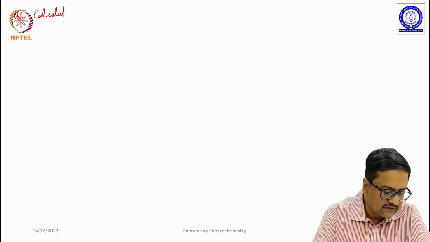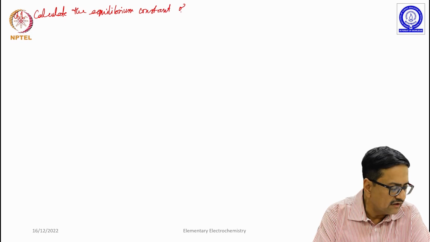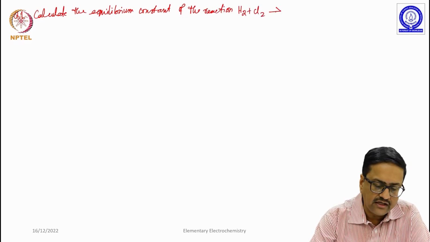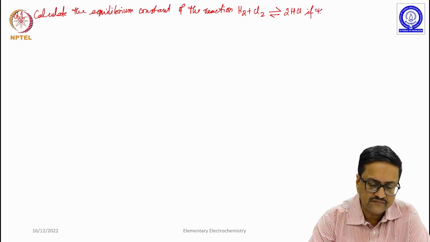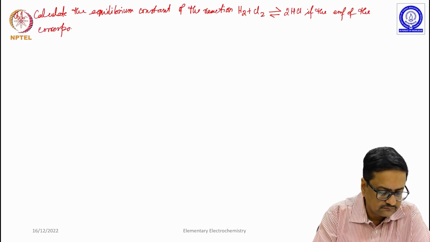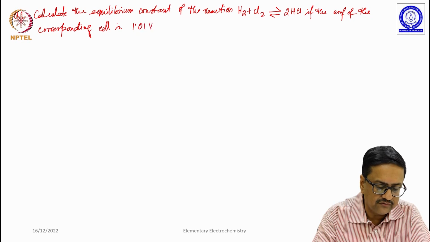So question number 1 is: calculate the equilibrium constant of the reaction H2 plus Cl2 in equilibrium with 2HCl, if the EMF of the corresponding cell is 1.01 volt.